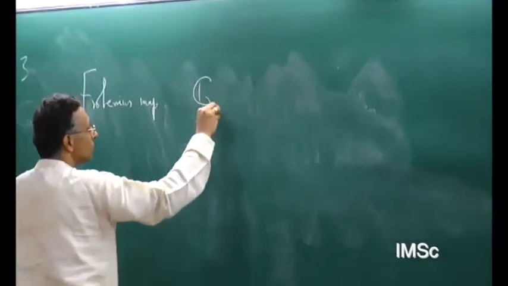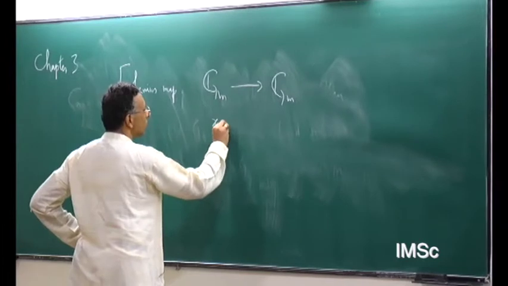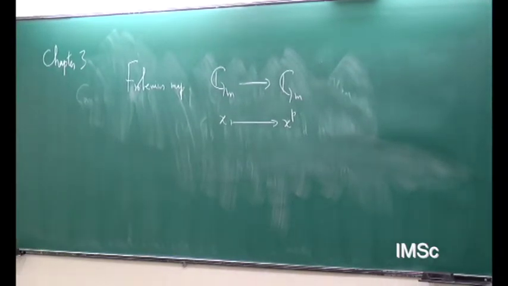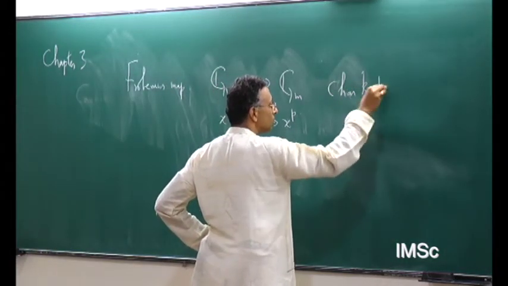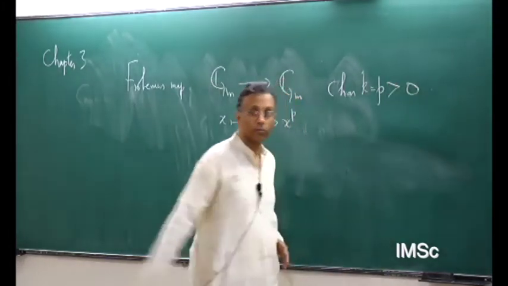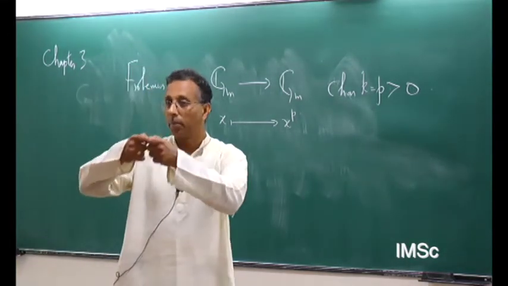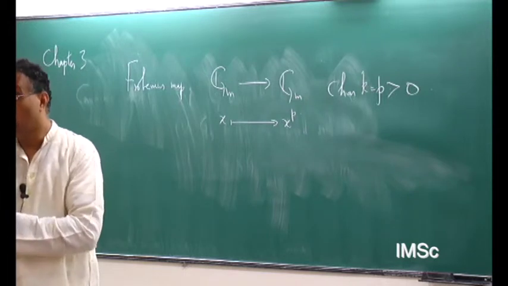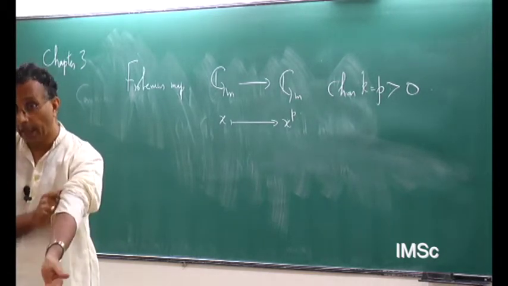So you take Gm to Gm, x going to x to the p. This is characteristic of k equals p. Now I claim this is a bijection. Raising to the pth power respects multiplication because you are in a commutative group. Now it's a bijection because you are in characteristic p.